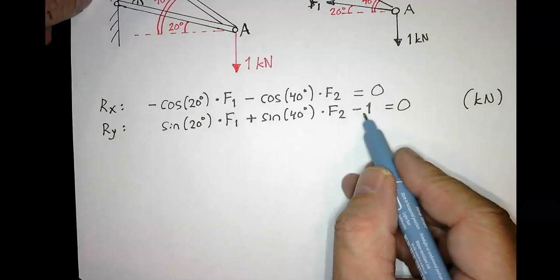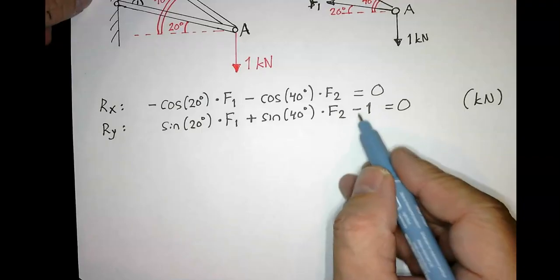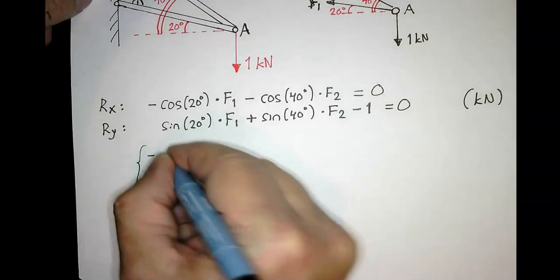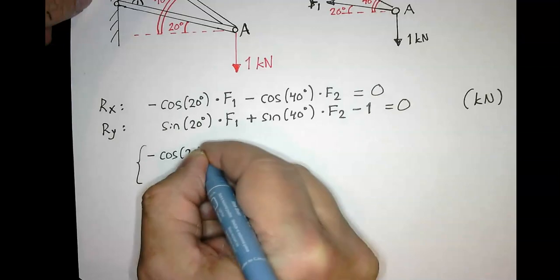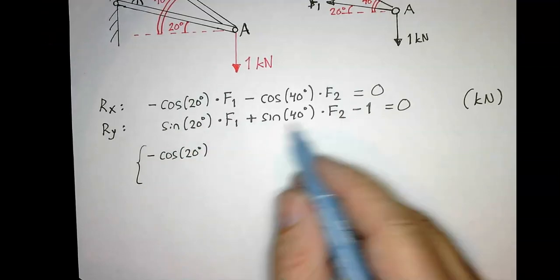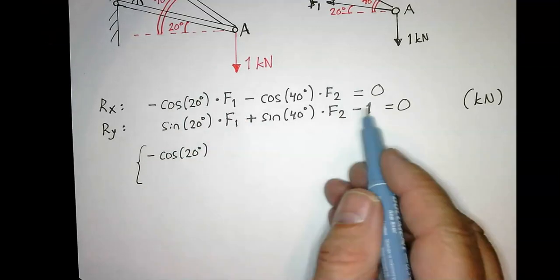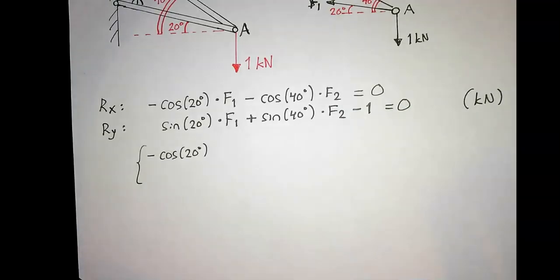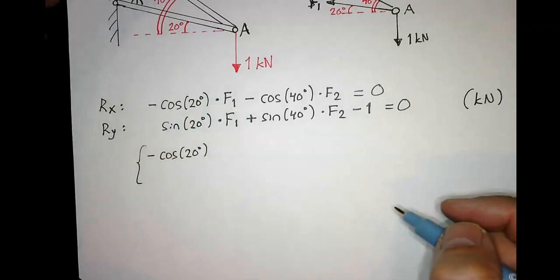I will move this -1 to the right hand side. It is better to write this equation in this format, so that you get 0 on the right hand side, which means that both the x component and the y component are 0, and that means that the point A is in equilibrium.